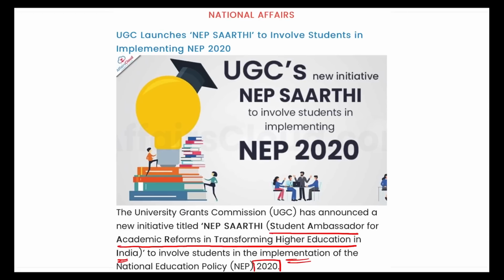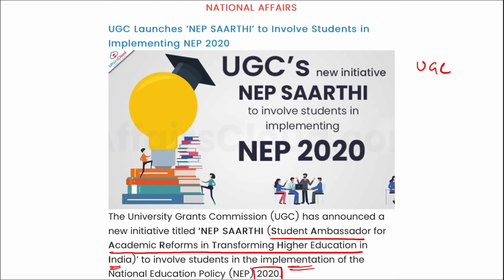Correct? If we talk about UGC, University Grants Commission, it was established in 1956. Who is the chairperson right now of UGC? Professor Mamidala Jagadesh Kumar, and the headquarters of UGC is in New Delhi.